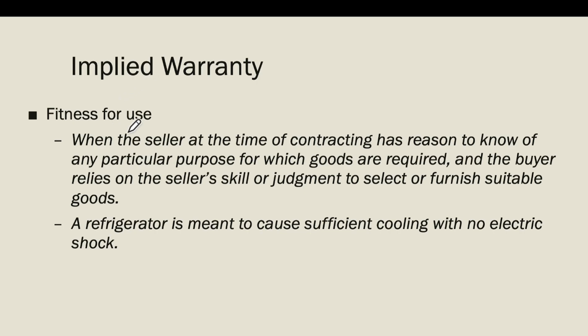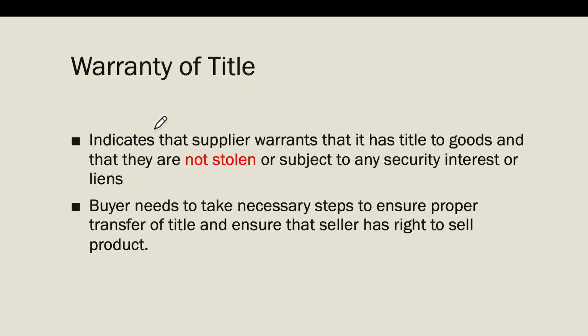For example, if you buy some electronics items, then implied warranty states that they are supposed to serve their purpose. A refrigerator is meant to cause sufficient cooling with no electric shock. And then warranty of title. It indicates that the supplier warrants that it has title to goods and that they are not stolen or subject to any security interest or liens, which means the supplier has ownership. Buyer needs to take necessary steps to ensure proper transfer of title and ensure that the seller has the right to sell the product.